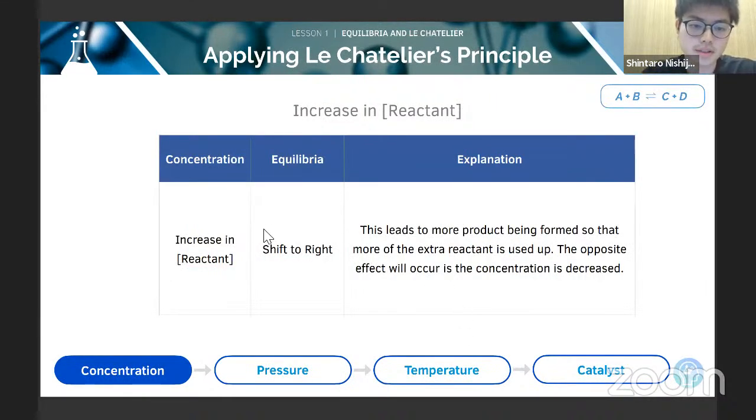Here's a worded summary. If you increase the concentration of reactants, the equilibrium will shift to the right. This leads to more product being formed so that more of the extra reactant is used up. So you want to use up that extra reactant. The opposite effect will occur if the concentration is decreased.